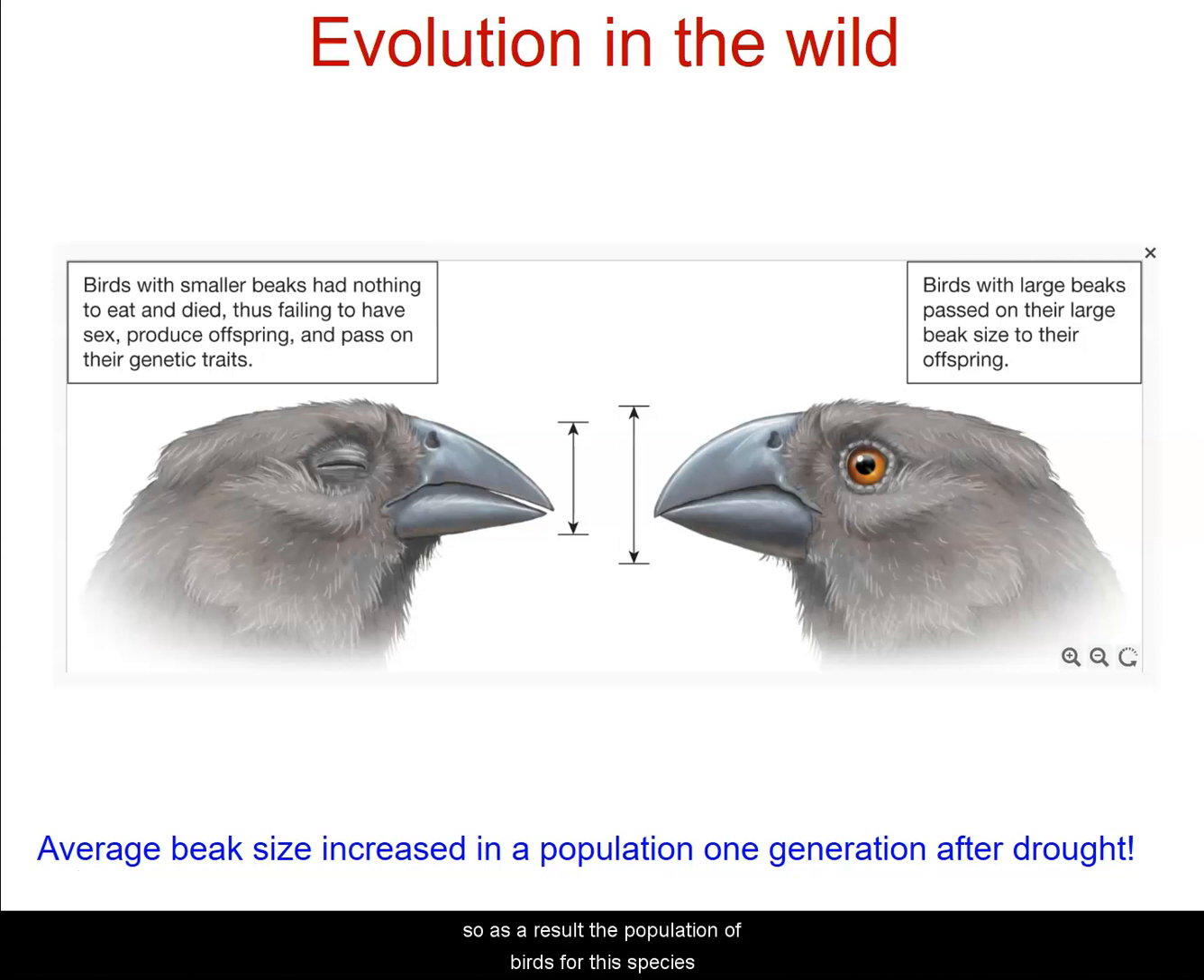So as a result, the population of birds for this species eventually, over a couple of generations, generally had larger beaks. And we'll talk about this type of natural selection a little bit later in a different part of the module. But over less than 10 years, you could see changes in beak size based solely on what's happening in the environment.